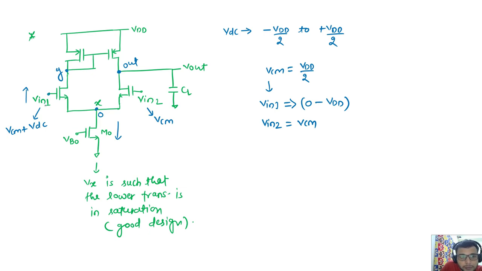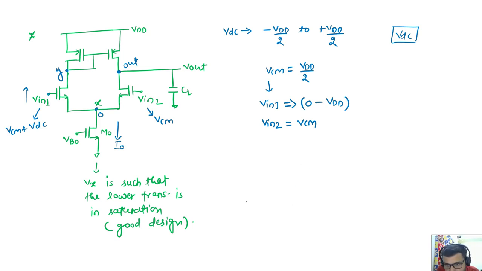As we increase this V in 1 from 0 onward, increasing V in 1 directly means we are just increasing VDC. This is the only voltage which I am increasing, from minus VDD by 2 to plus VDD by 2. So when it is minus VDD by 2, my input 1 is 0. It means the M1 transistor is off, so the current is also off. There is no current, because this node Vx is also nearly 0, so the current I naught is also not existing.